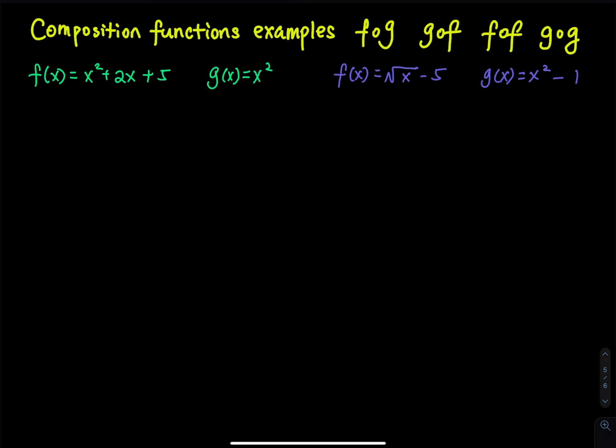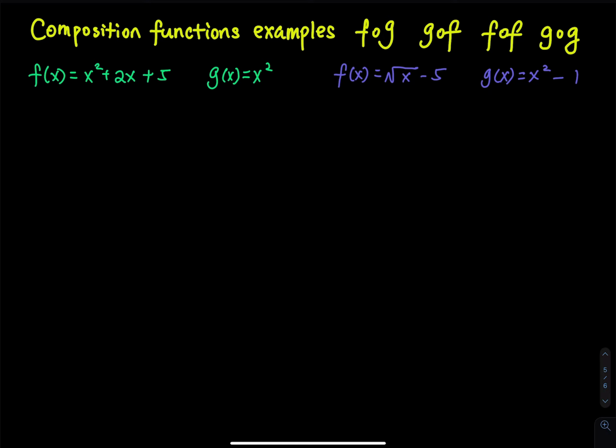Let's try these composition function examples. We have two functions and two problems. The green one: f of x is equal to x squared plus 2x plus 5, and g of x is equal to x squared. I would like to find f of g, g of f, f of f, and then g of g.